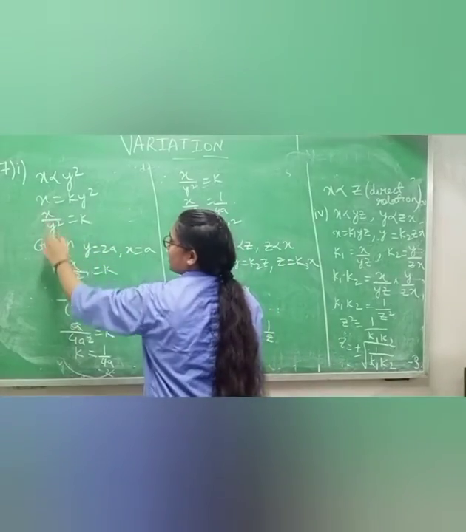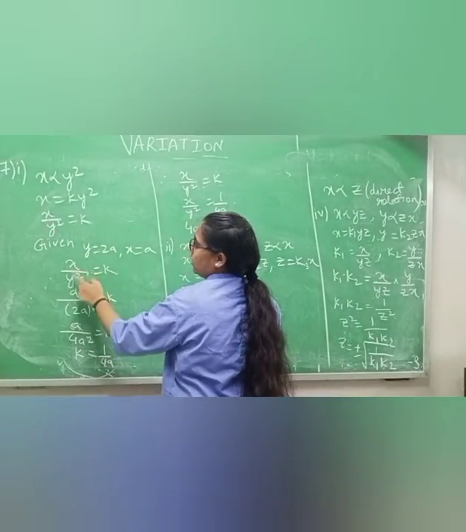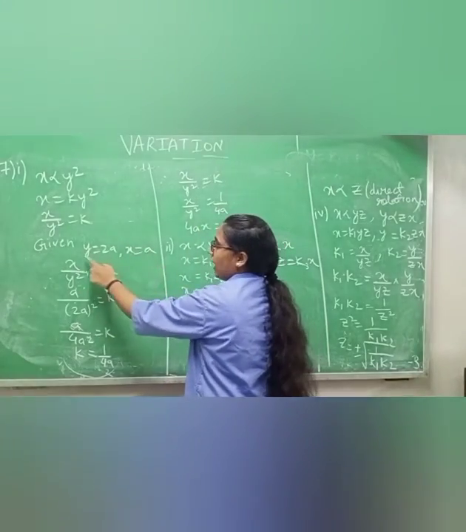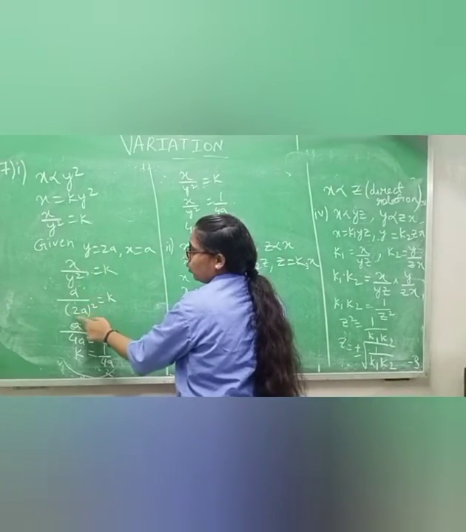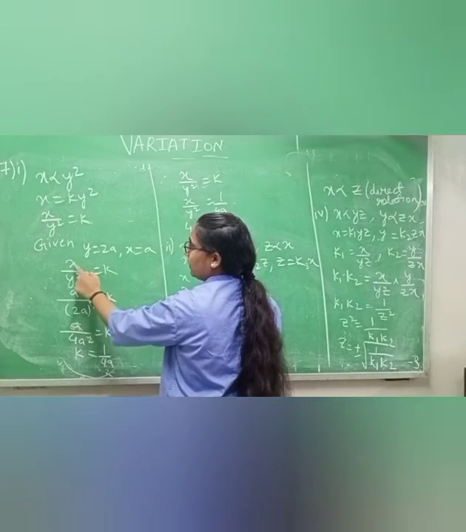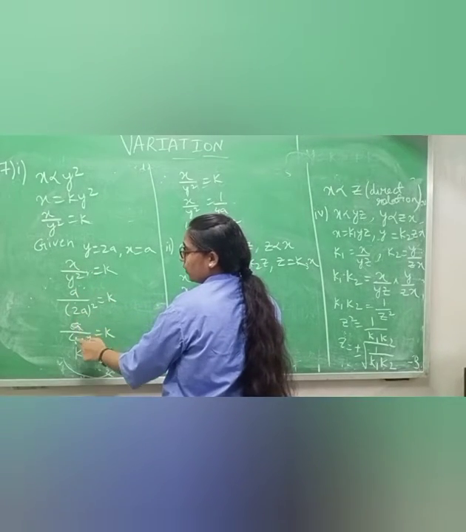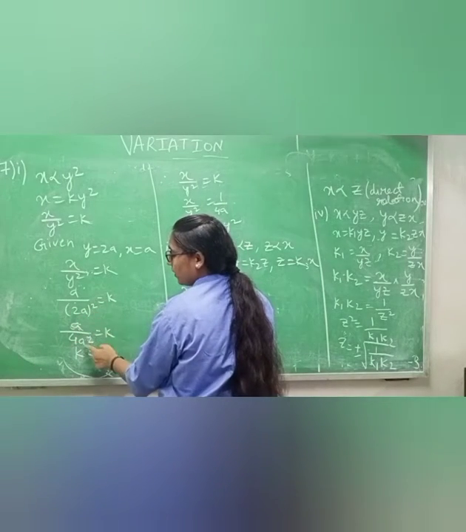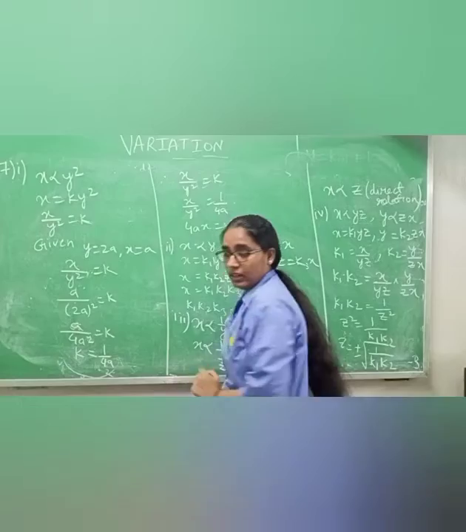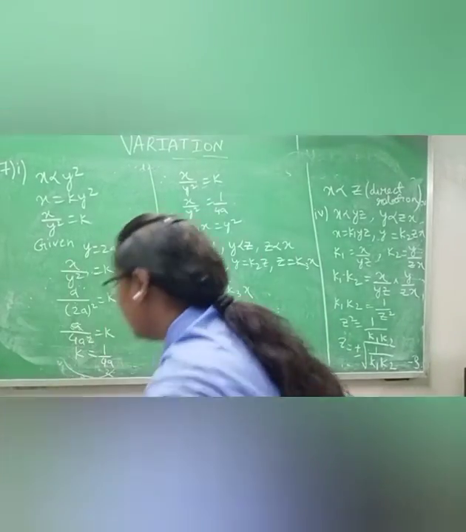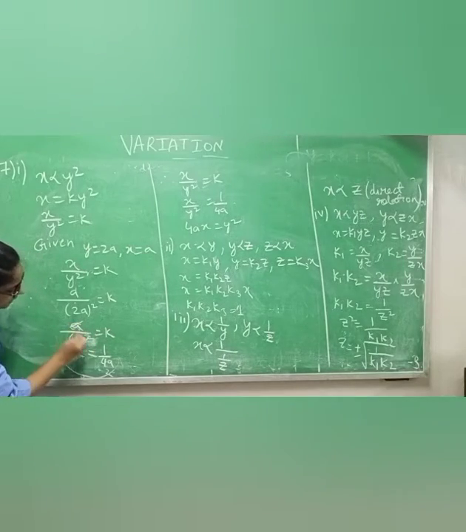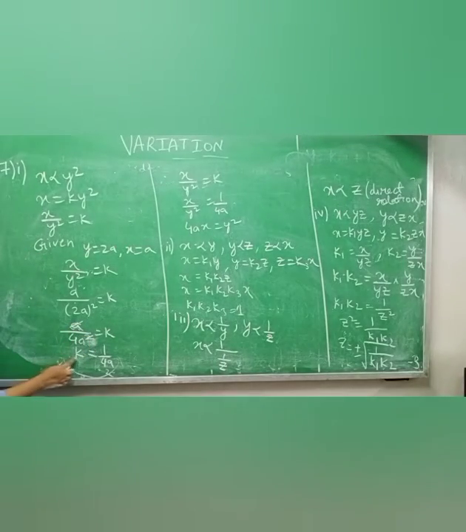So what is the relation? x by y square equals k. In place of y we will put 2a, in place of x we will put a. So in place of y, when we put 2a, it will become 2a whole square, and in place of x we will put a. Now what will happen: a by 4a square, because 2 square will be 4 and a square will be a square, equals k. Now can you see, we can cancel one a term from up and down. This one is 4a square. This one will cancel, so we get the k value as 1 by 4a.